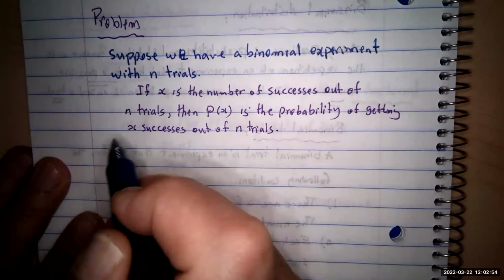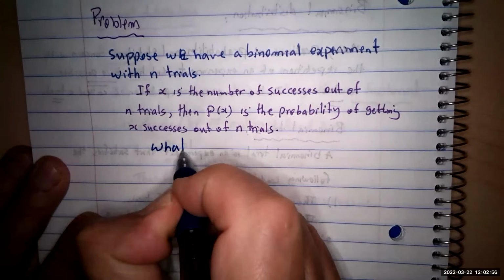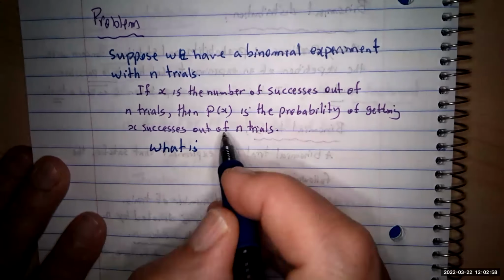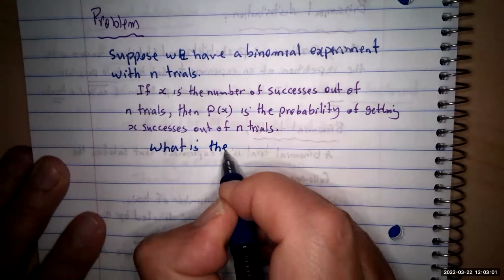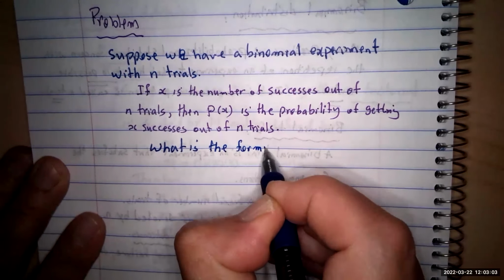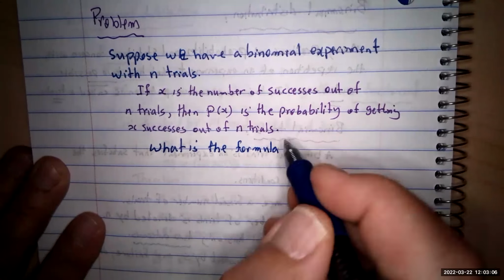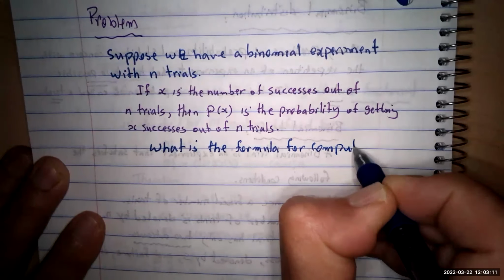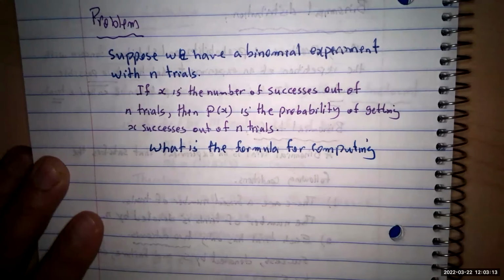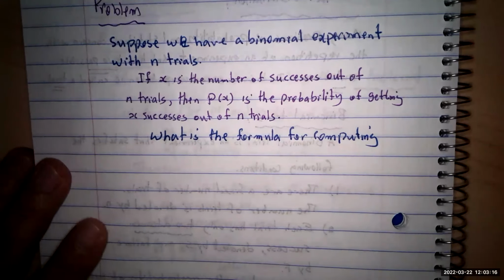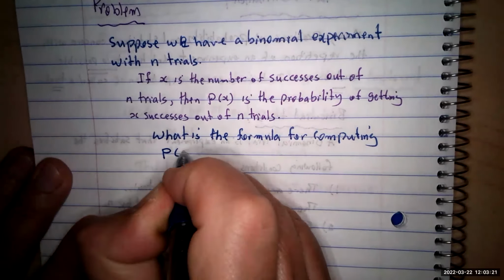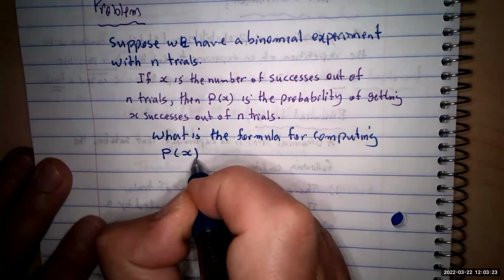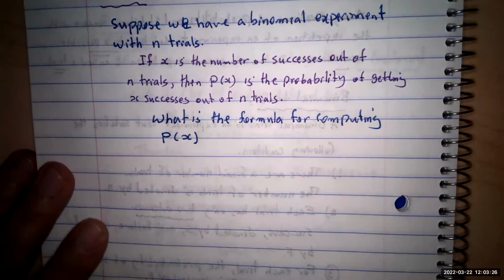So the question is going to be, what is the formula for computing P of R, P of X? I just go with the R because that's what I'm interested in. What's the formula for computing P of R?